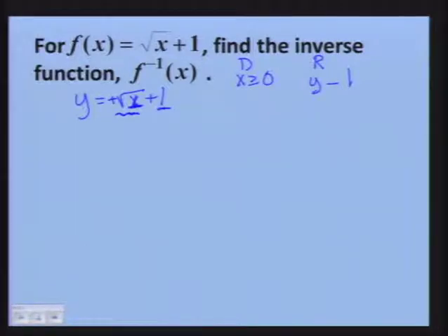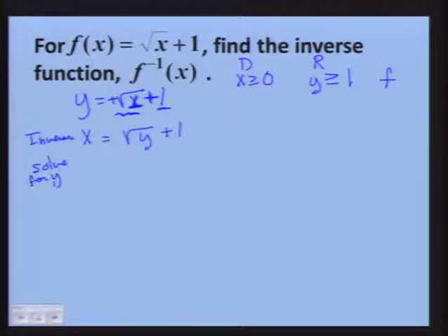All right, so we have some number that's positive added to 1. That means it's getting greater than 1. So my range would be y is greater than or equal to 1. That's my f. Switch my x's and my y's to get the inverse, and then solve for y.